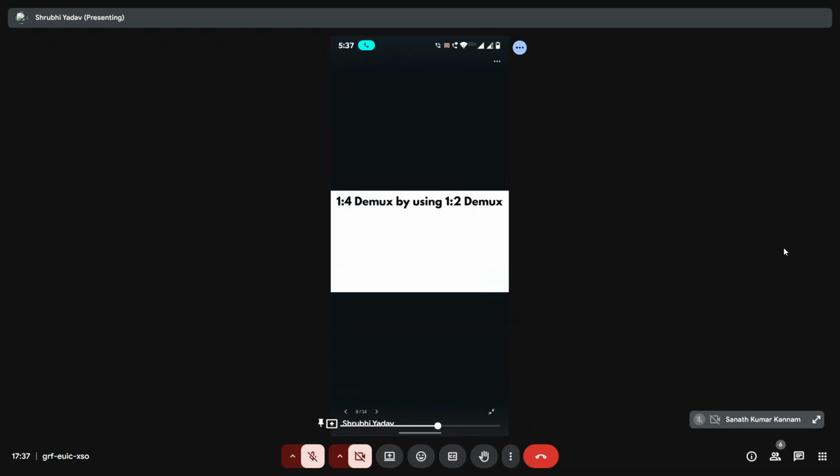Moving towards designing of 1 cross 4 demux by using 1 cross 2 demux. So the number of input we'll get here is 1 and output as 4. Select line would be 2. So step 1, we will divide 4 by 2. So we'll get the second stage. And dividing further, we get 1 at first stage. So the number of demux required would be 3.